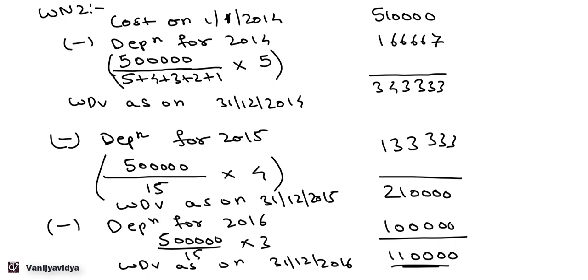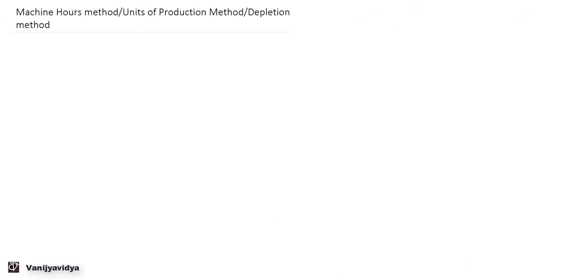So this is how we calculate the depreciation as per sum of years digit method. Now, machine hour method or units of production method or depletion method. So, in all these methods, the depreciation is charged as per the utilization of the asset.